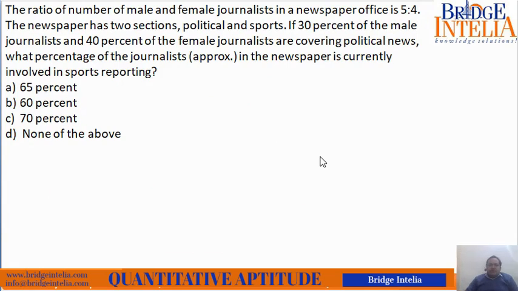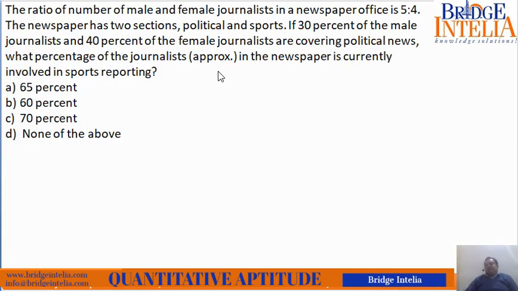Now let's see this one. The ratio of the number of male and female journalists in a newspaper office is 5:4. The newspaper has two sections, political and sports. If 30% of the male journalists and 40% of the female journalists are covering political news, what percentage of the journalists in the newspaper is currently involved in sports reporting?